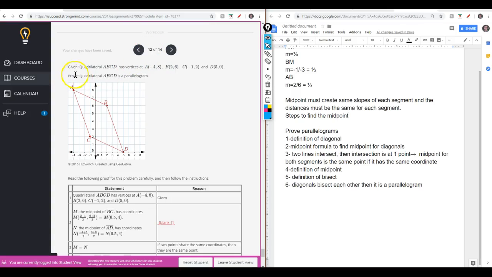Alright, question 12. Given quadrilateral ABCD has vertices at A(-4, 8), B(2, 6), C(-1, 2), and D(5, 0). Prove the quadrilateral ABCD is a parallelogram. Read the following proof for this problem carefully and then follow the instructions.